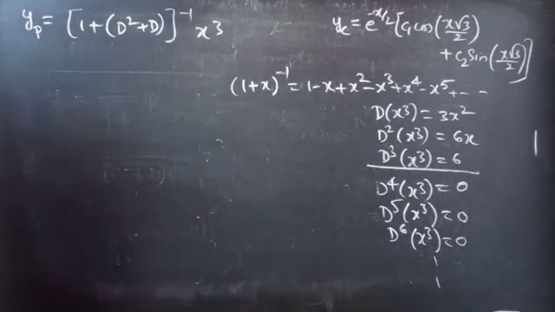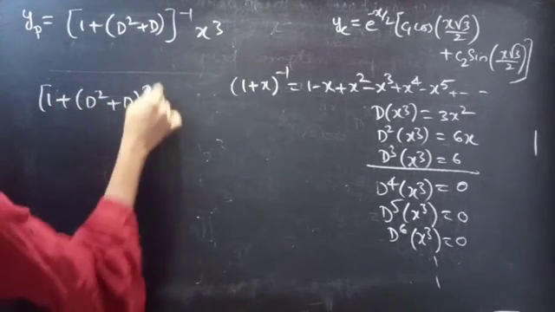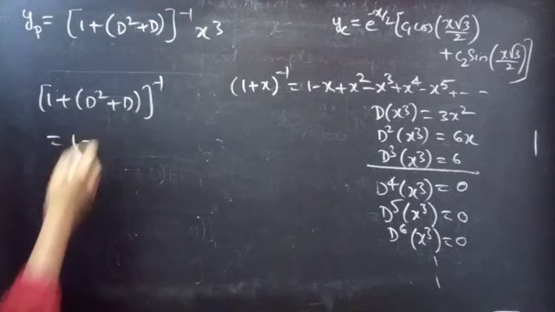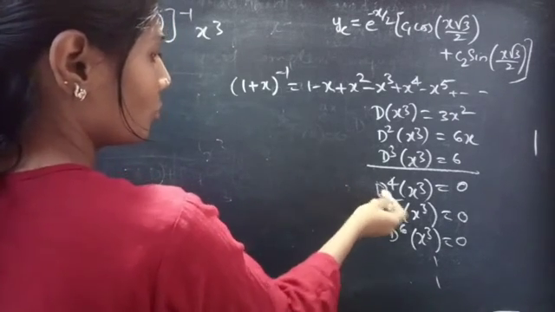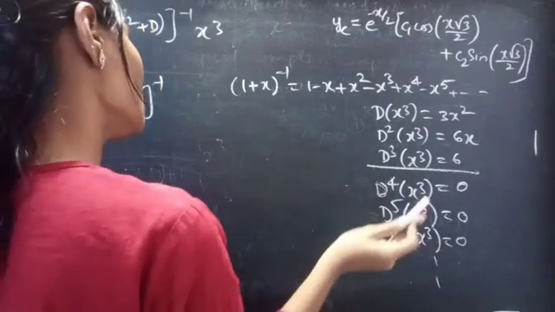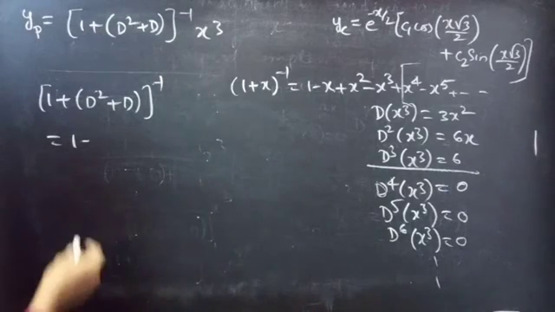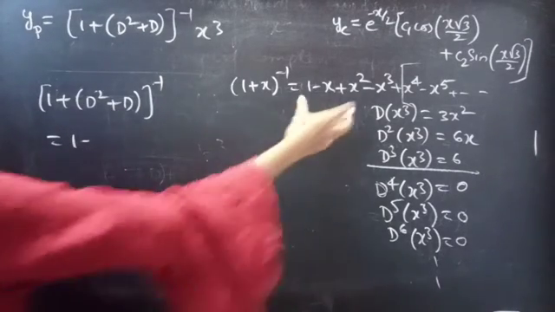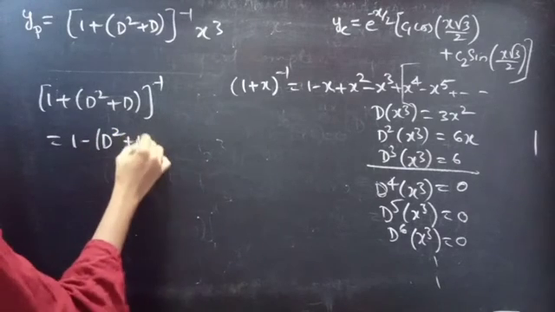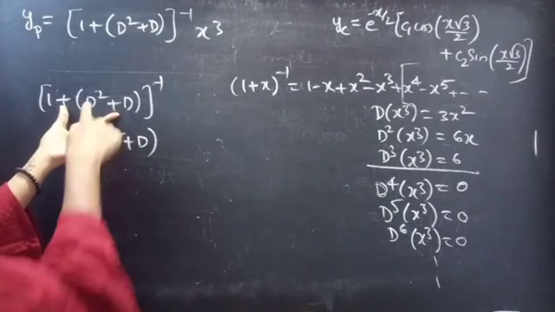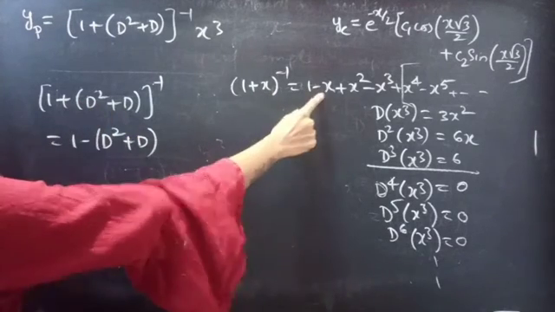Now let's expand (1 + D² + D)⁻¹ = 1 − x. We know that the higher terms from D⁴ onwards become 0, so we can eliminate them. Let's try for the first 4 terms. Just compare this 1 + D² + D with 1 + x. Then for x = D² + D, we can apply this formula.